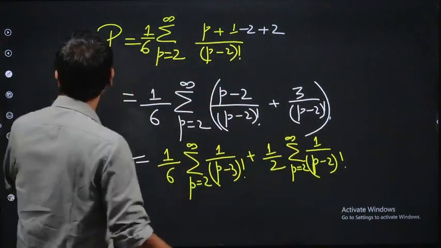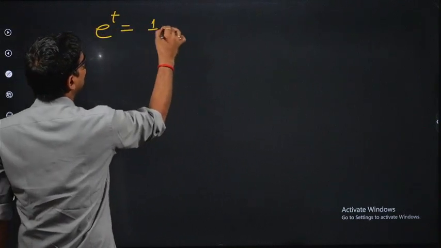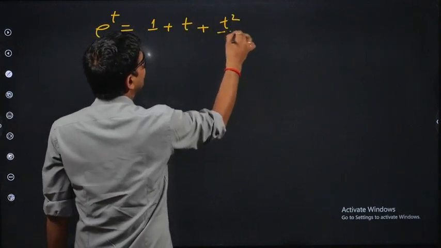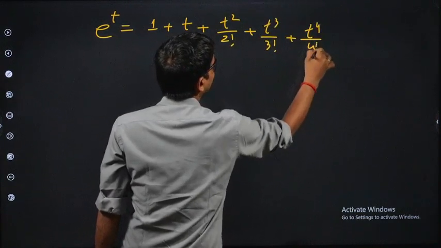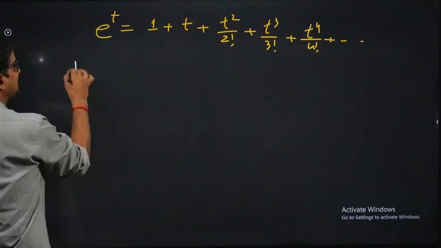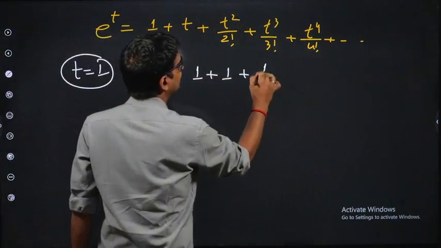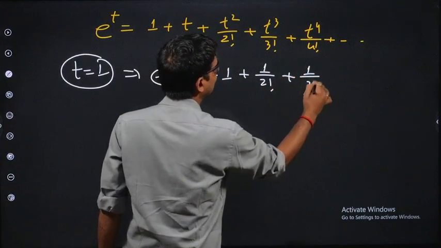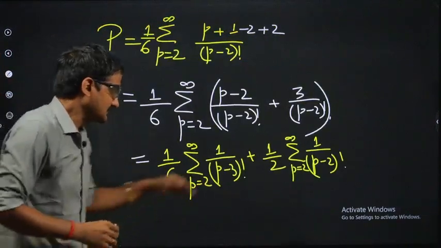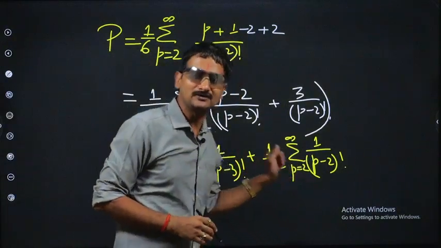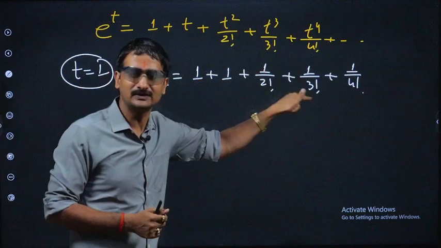Which series will help us? The exponential series. We should know that e raised to the power t is 1 plus t plus t square by 2 factorial plus t cube by 3 factorial plus t raised to power 4 by 4 factorial, and so on. If I replace t by 1, we get e equals 1 plus 1 plus 1 by 2 factorial plus 1 by 3 factorial plus 1 by 4 factorial. Starting from here: 1 by 0 factorial, which is 1, plus 1 by 1 factorial, plus 1 by 2 factorial, and so on, that's e.